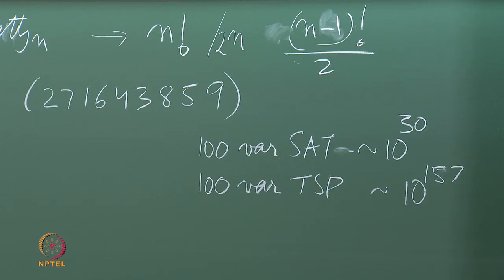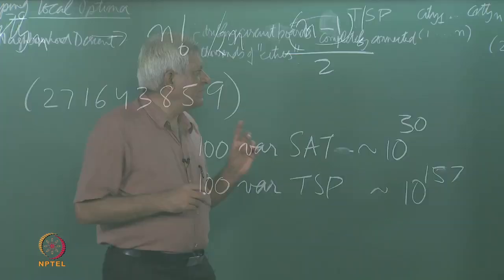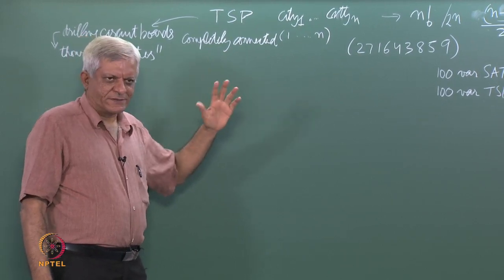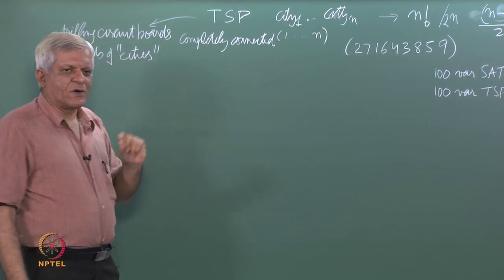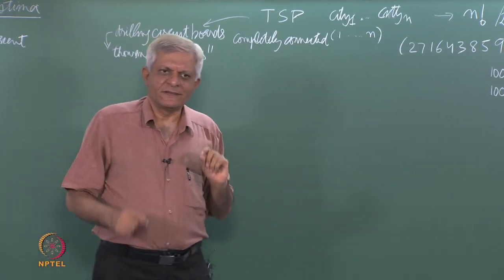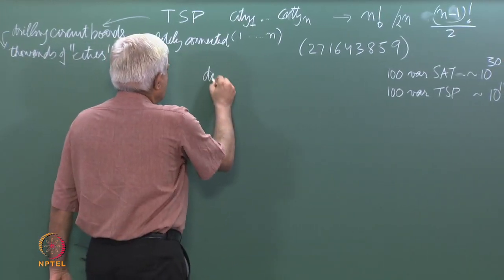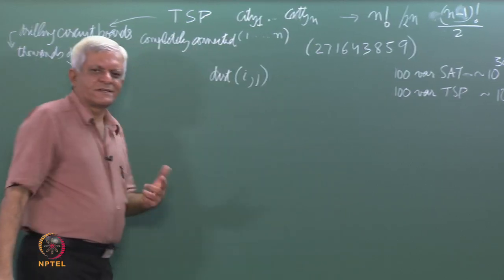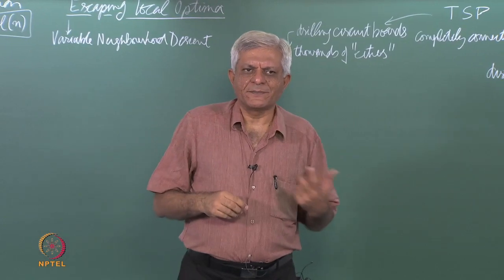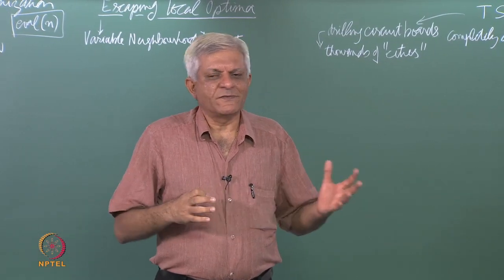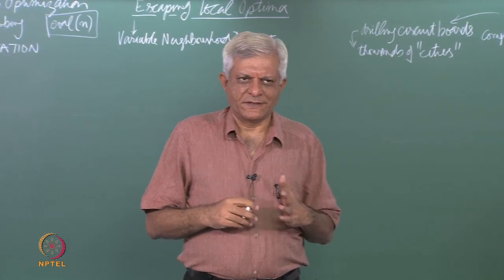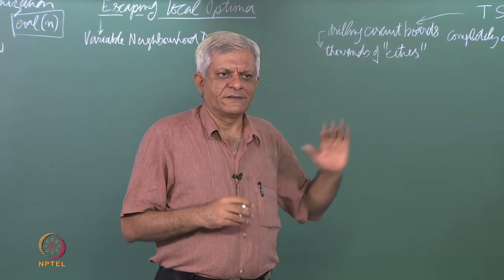Now, what is the problem? The problem is that we have to find a tour such that the cost of the tour is minimal. The cost of course depends on the individual distances, the distance from city i to city j. What kind of function are we using for the distance function? Much depends upon that as well. If we assume that this distance function is arbitrary, then of course the problem is completely hard to solve.